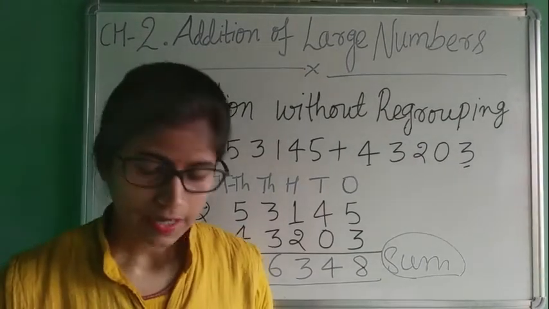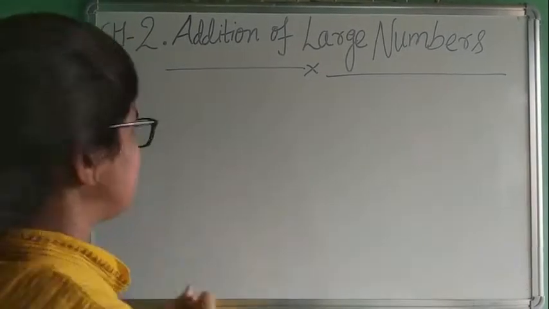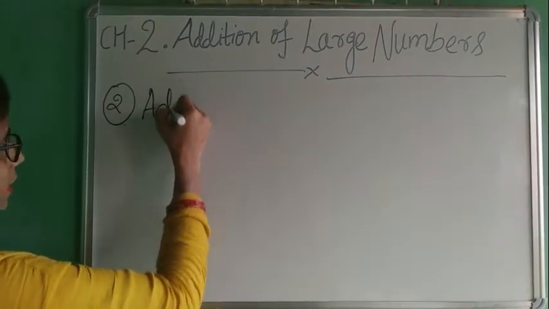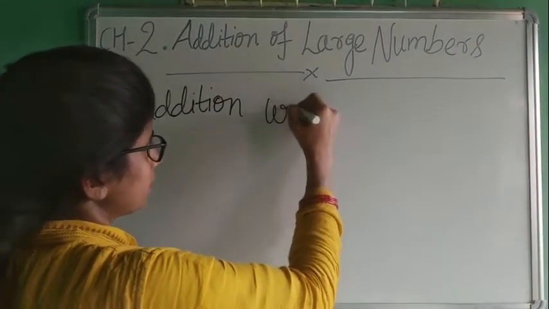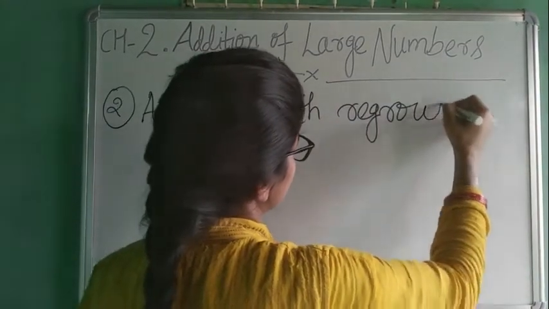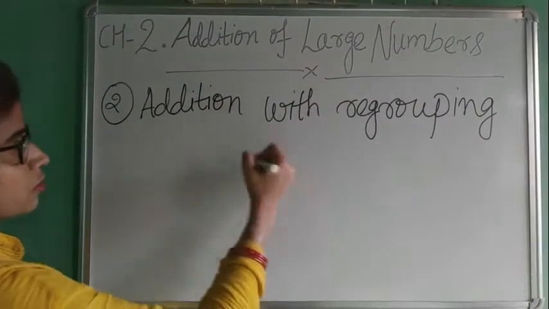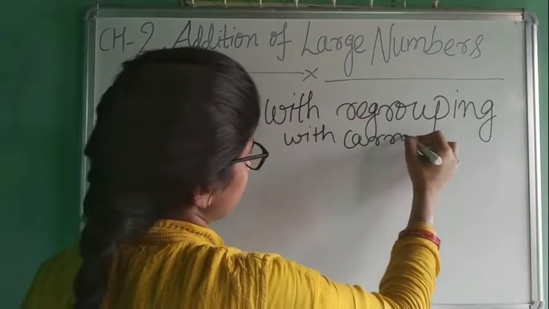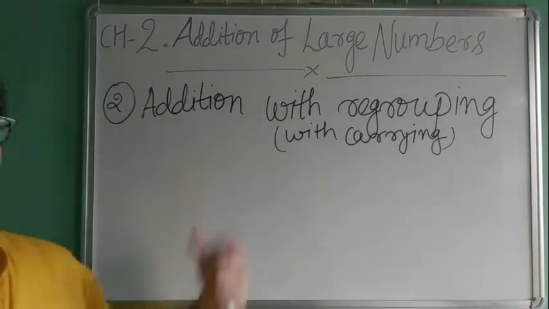Okay, now let's start our second rule, that is what? Addition with regrouping. The second rule is addition with regrouping. Okay, and it is also called addition with carrying. Fine. Let's take one example for this.